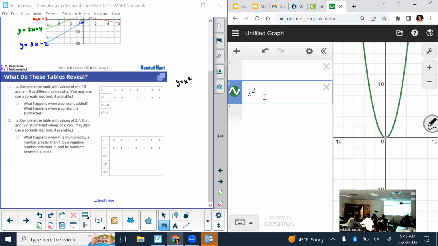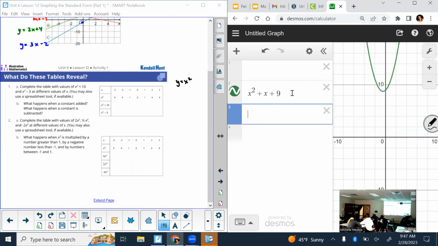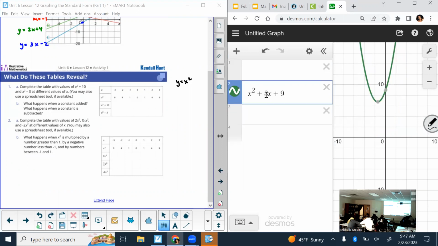Can you have other things and it still be a U-shaped graph? Yes, you can. Like you could have an x term. As long as it's not higher than squared, then it's still a quadratic. You could have a constant, right? And every little change that I make changes the graph. All right, so that's what we're going to be exploring today.